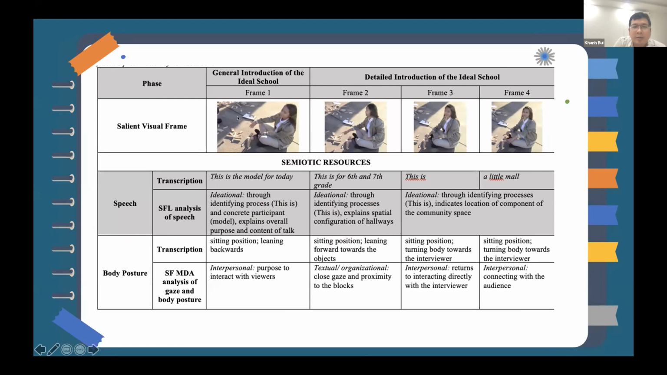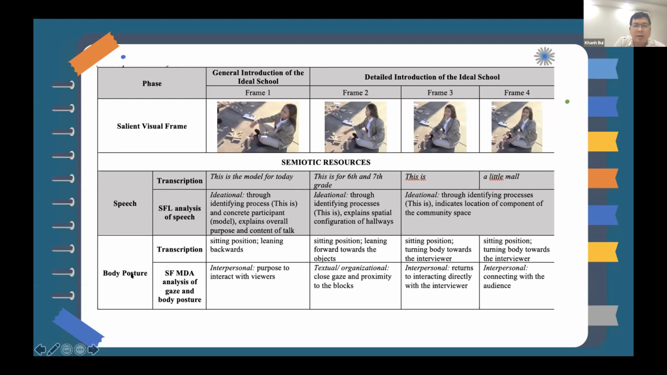So you can see that. Look at "this is the model for today." Look at the analysis here. You can see "this is," and they talk about the concrete participants here. That's the model. So they explain the purpose and content of the talk here. That's the first graph you can see.